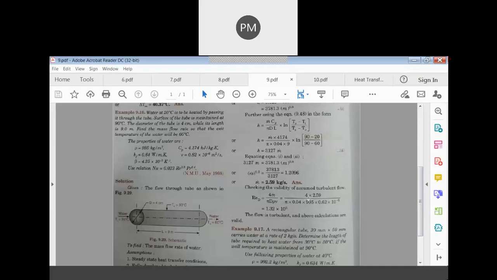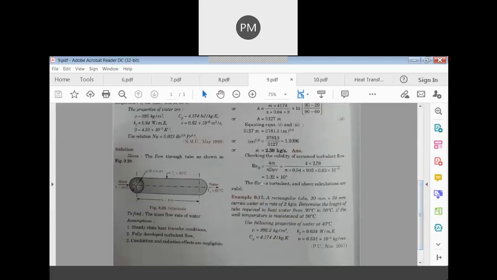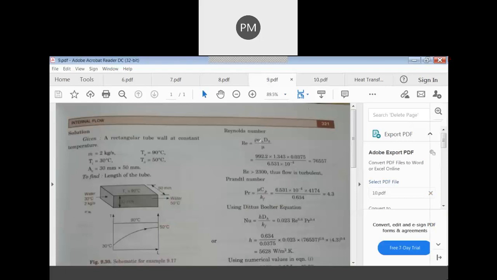Okay, so I told you, this is the Dittus-Boelter equation, which is there for turbulent flow. Also they have checked for Reynolds number value which is greater than 2300. Once it is greater than 2300 it means it is turbulent flow. Okay, we will do one last problem before that.